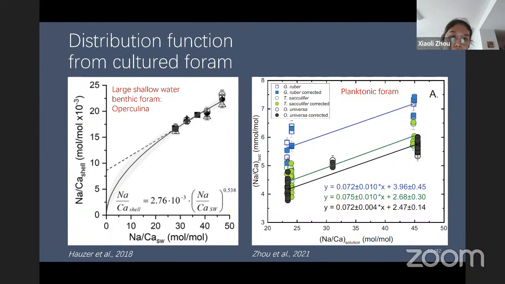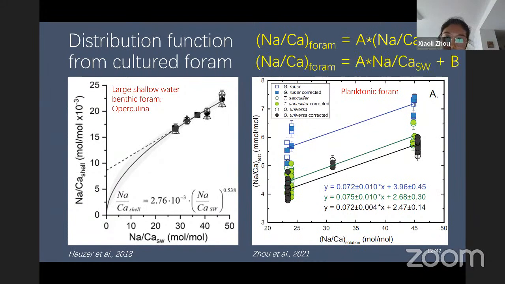So both of these 2 sets of experiments show the increase of sodium-calcium in forams with the ratio in the solution. And if the sodium concentration is constant, then that means the sodium-calcium ratio in the foram will increase with the decrease of calcium. These two sets of experiments used different equations to describe the relationship between the ratio in the shells and that in the solution. And we tend to use the linear regression here, and I will talk about that later also.